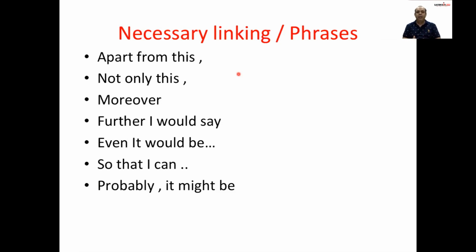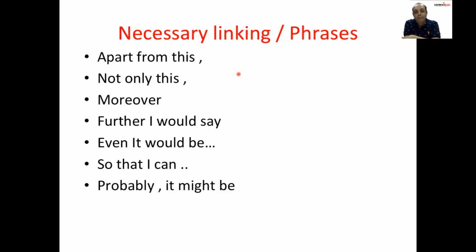Apart from this. Agar aapko kahin lag raha hai aap ek point ko dusre point ko teesre point ko explain karna chah rahe hain, so use the words apart from this, not only this, besides, apartly. So the words can be linked. So better is to avoid 'and'. So apart from this, not only this, moreover, that help you to make your speaking better.